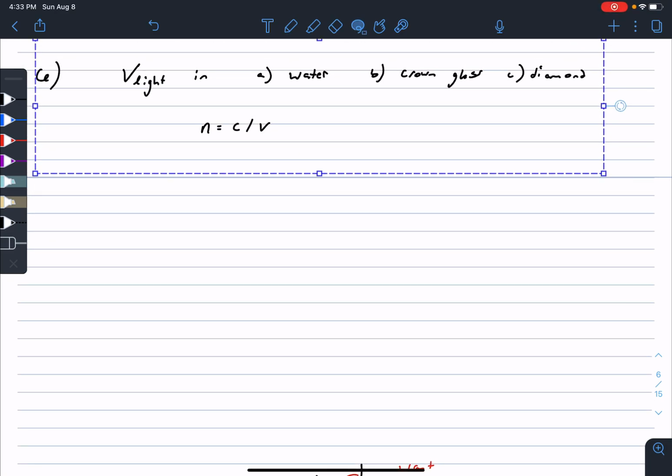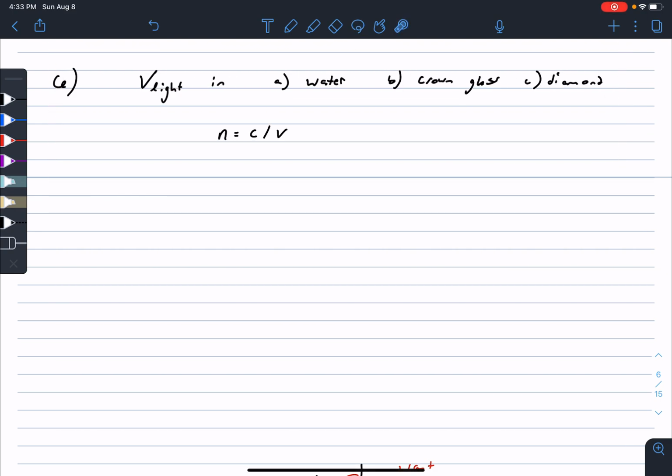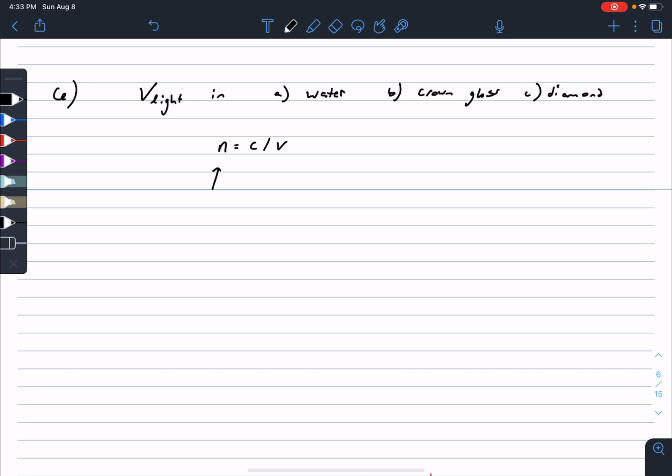So number 6, I'll move this up here. We're asked to find the velocity of the light in different media, right? So first one is water, next one is crown glass, and the last one is diamond. And in the book, we're actually given the index of refraction. And we can use that in this formula and just solve for V, right?